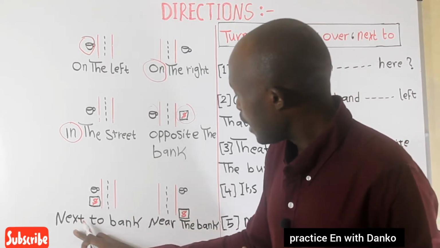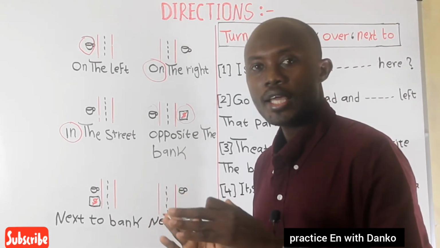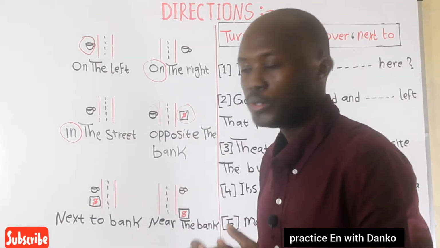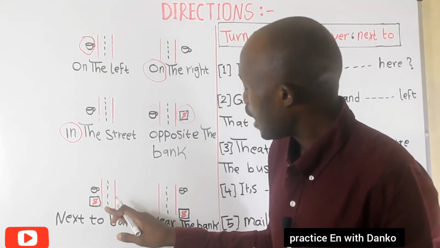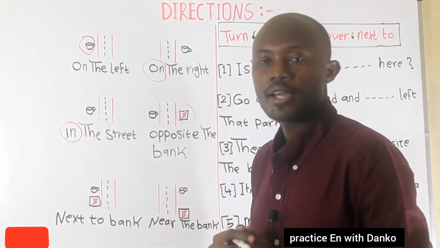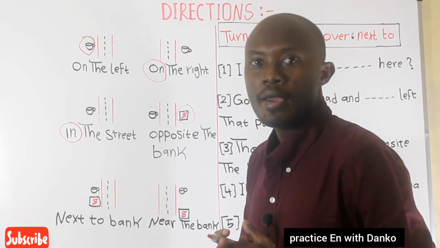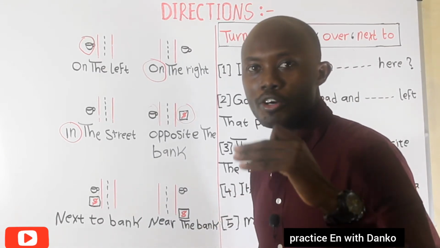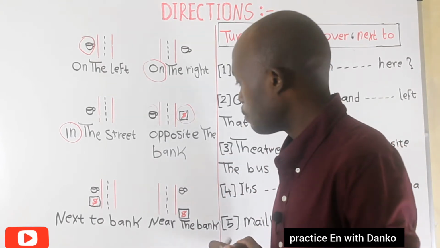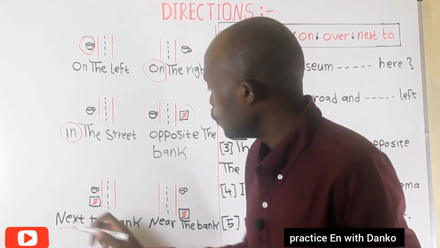Here the cafe is next to the bank. The cafe and the bank are on the same side of the street, but the cafe is next to the bank. When we ask where is the cafe, it is next to the bank. Both of them are on one side, but the cafe is after the bank. Which means if you want to go to the cafe, you first pass the bank, and after that go to the cafe. That is the preposition of place next to.